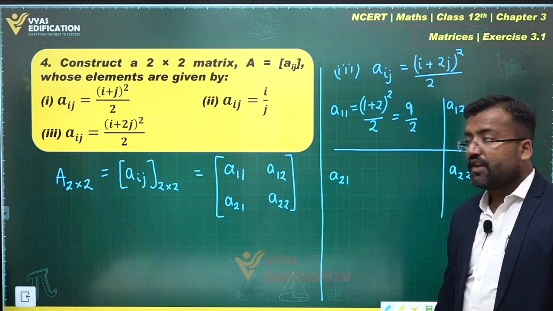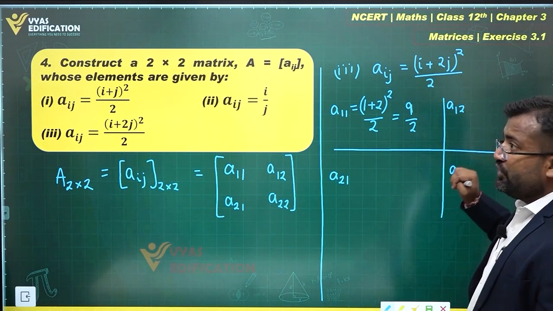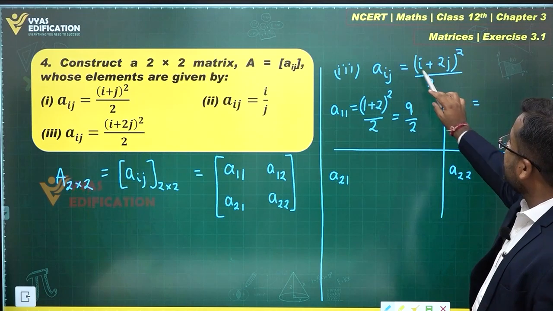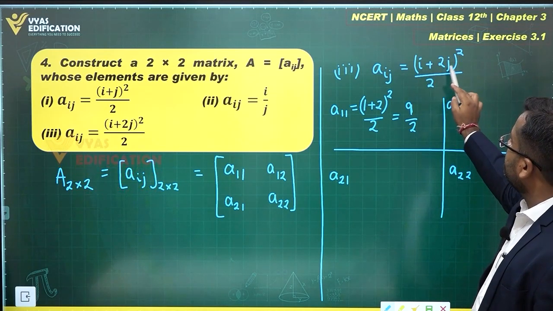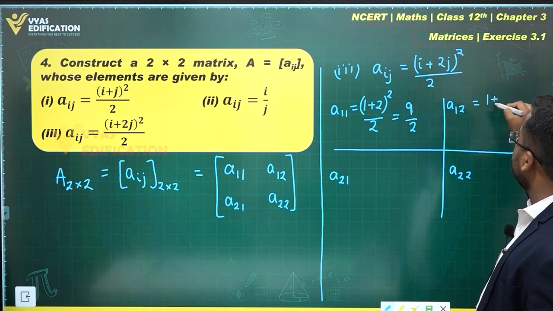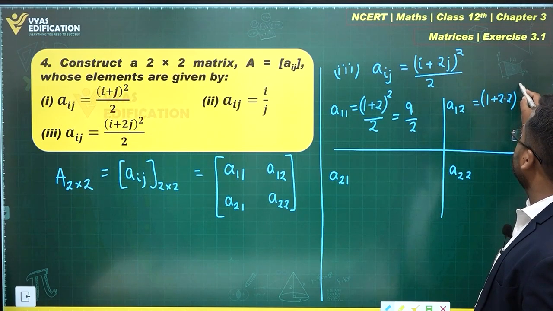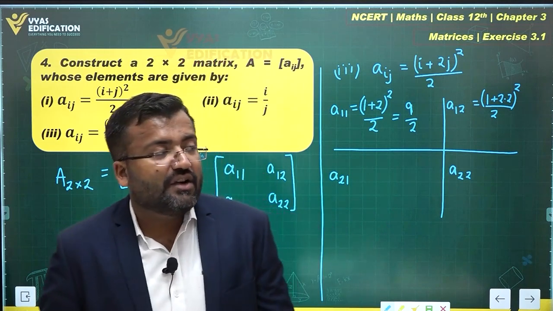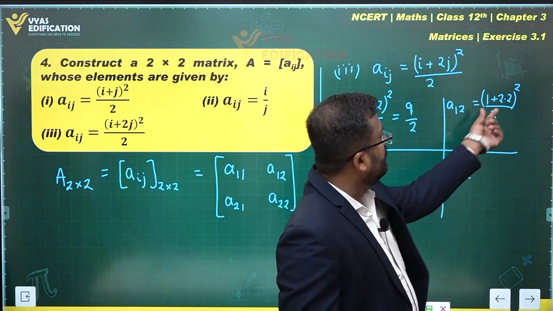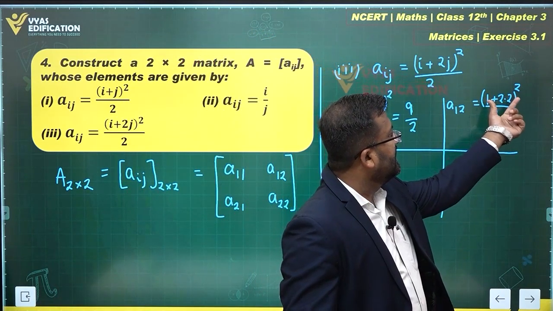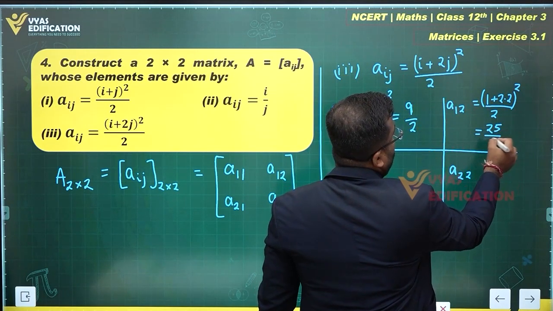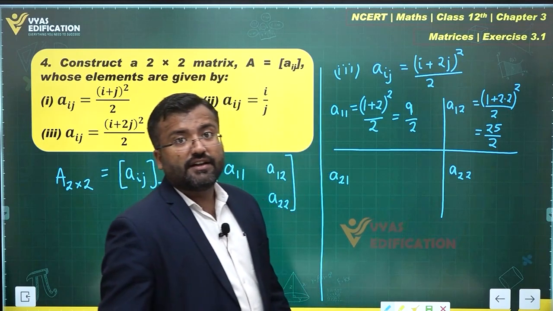What about A12? A12 is equal to (1 plus 2 times 2) whole square divided by 2, since i is equal to 1 and j is equal to 2. In the bracket, that simplifies to 2 times 2 is 4, plus 1 is 5. 5 square is 25, divided by 2. This is what I get.